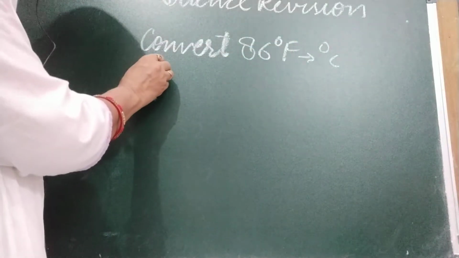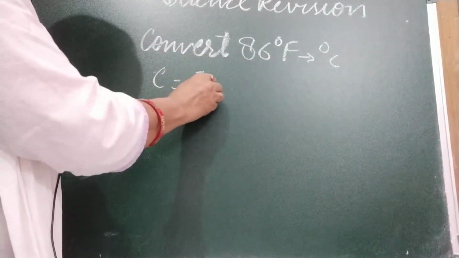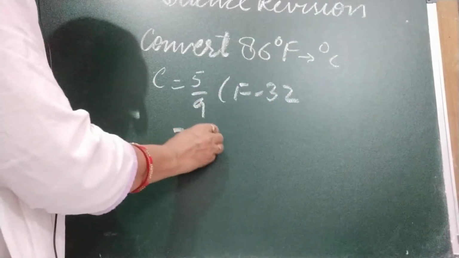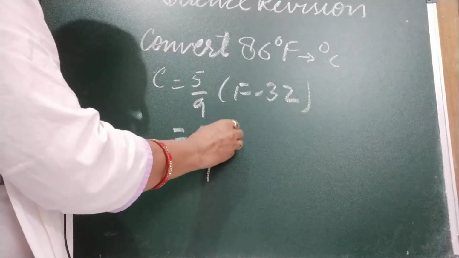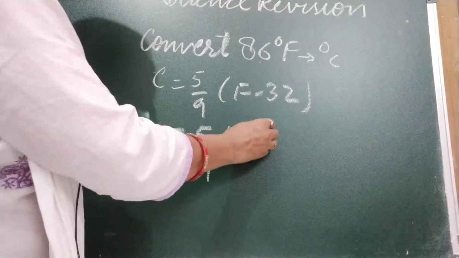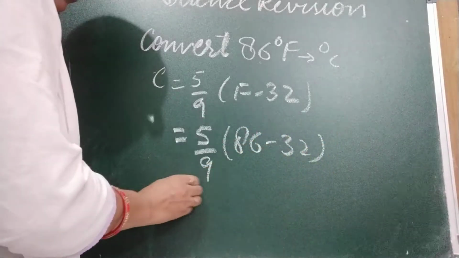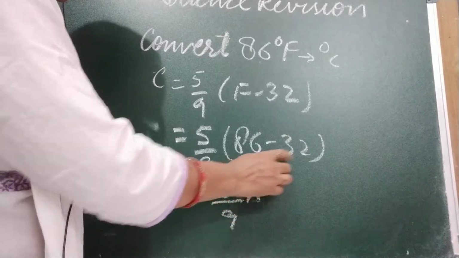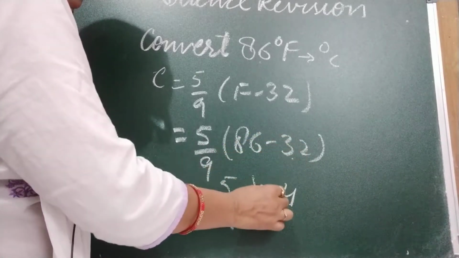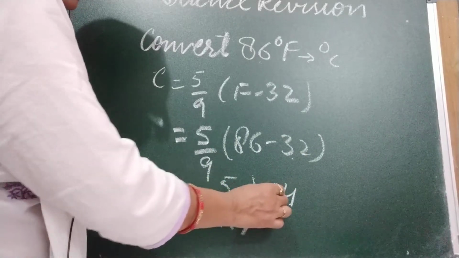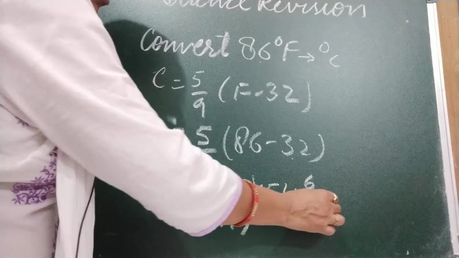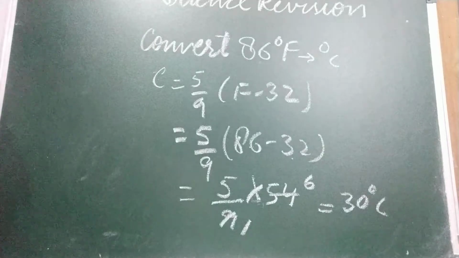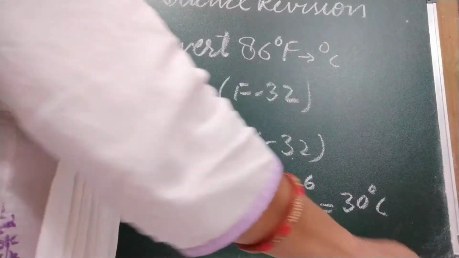Which formula are we going to apply? C is equal to 5 upon 9 into (F minus 32). F is 86, so 86 minus 32 is 54, and 5 upon 9 into 54 is equal to 30 degrees Celsius. So 86 degrees Fahrenheit is equal to 30 degrees Celsius.